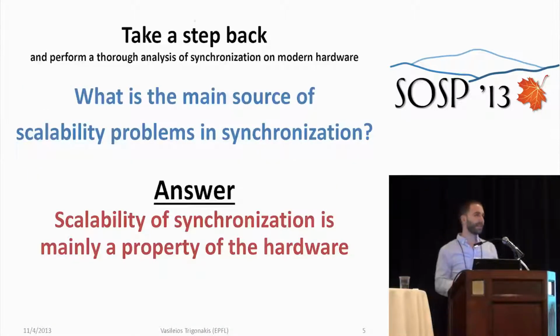Because of this, we decided to take a step back and perform a thorough analysis of synchronization on modern hardware in order to try to answer the question: what is the main source of scalability problems in synchronization? To spoil it for you, our results indicated that the scalability of synchronization is mainly a property of the underlying hardware, in the sense that even if you have some reasonable software solutions, it is still the hardware that mainly determines the scalability trends that can be achieved.